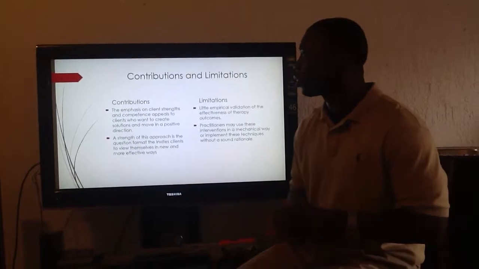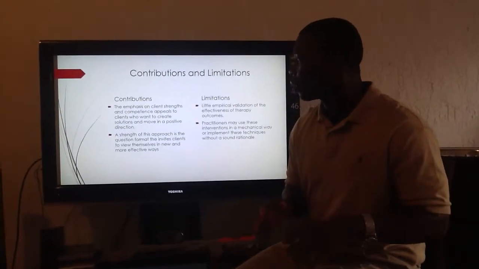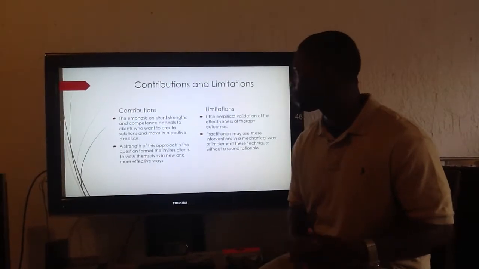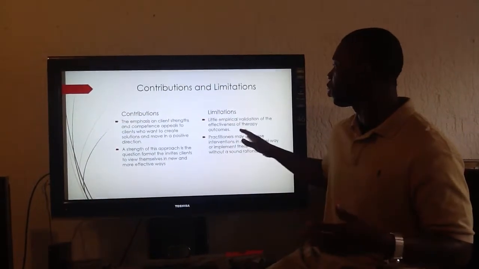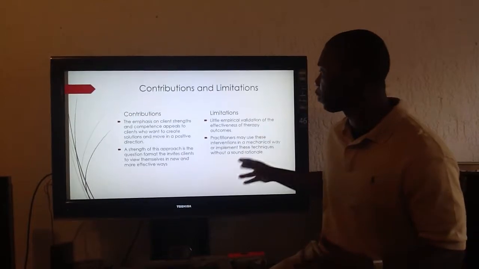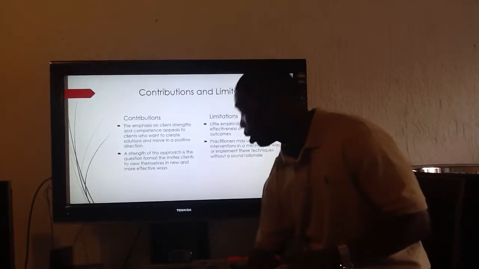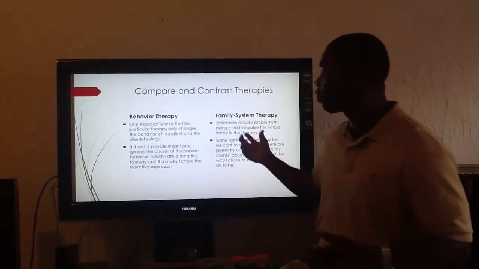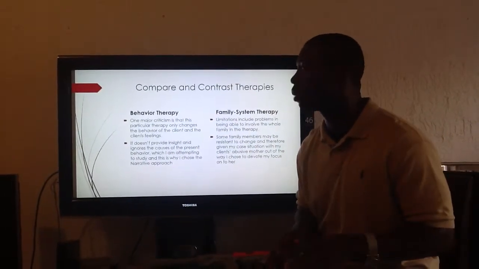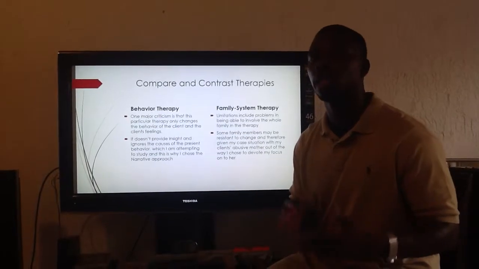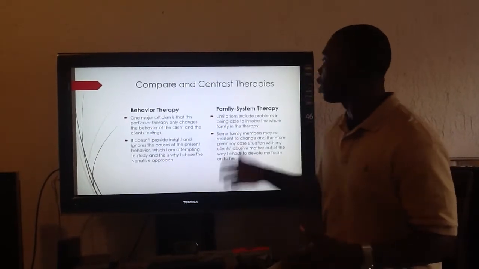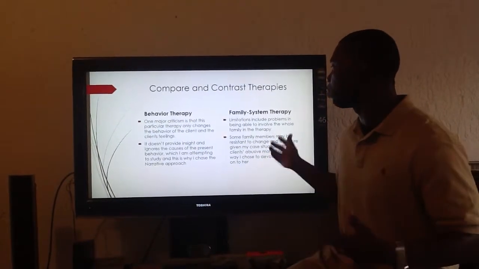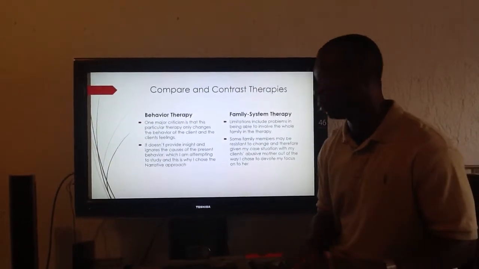Contributions and limitations. Contribution. A strength of this approach is the question format that invites clients to view themselves in a new and more effective way. Limitation. Little empirical validation of effectiveness of therapy outcomes. Now, the two therapies that I could have chosen were behavior therapy and also family system therapy. I didn't choose behavior therapy because it only focused on the client's behavior and not how they feel. Family system therapy, the limitations include problems in being able to involve the whole family in the therapy.